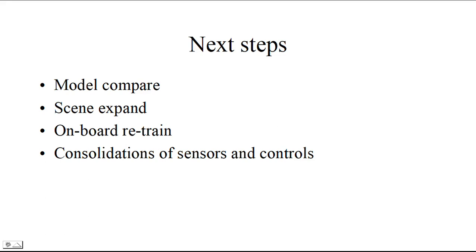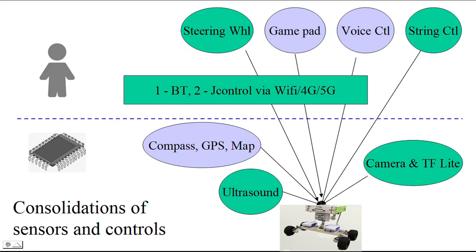And lastly, if the AI neural net cannot get us to full self-drive, then we look at the consolidation of other sensors and controls. This is a summary of all the sensors and controls available for Jrobot. Camera and TensorFlow Lite is the key to maintain Jrobot's position on the path. Ultrasound adds another safety layer for obstacle avoidance.